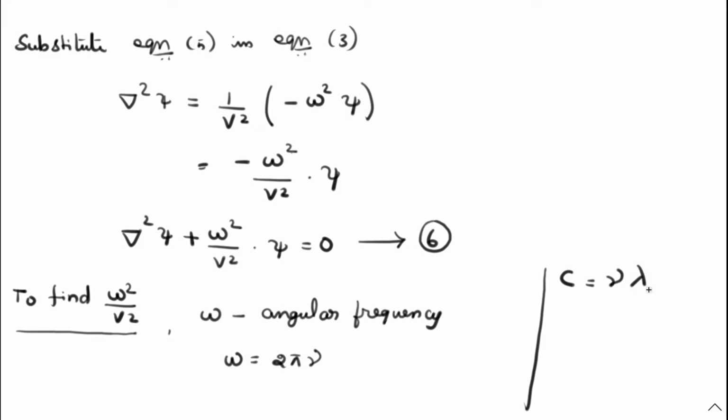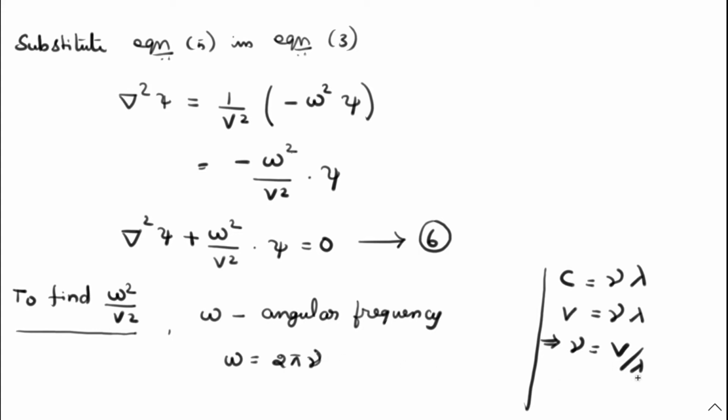Actually here we are talking about the velocity of the wave, so velocity of the wave is represented by v. So v is equal to nu into lambda. I need a nu here, so nu is equal to v by lambda. So here in the place of nu, I am going to substitute v by lambda.